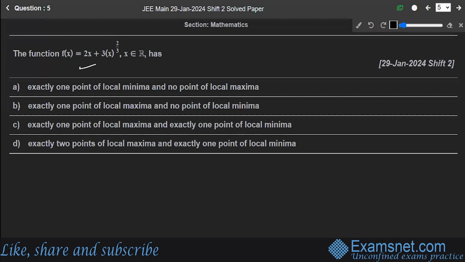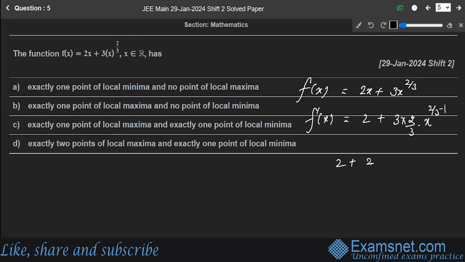Question number 5, the function f(x) is equal to this, where x belongs to the real numbers, has exactly 1 point of local minima, no point of local maxima. Basically, all the choices given to you in the question deal with the local minima and the maxima. So this is the function 2x plus 3x power 2 by 3. Let's find out the derivative of the function to go for the local minima and the maxima. This is 2 plus 3 into 2 by 3 into x power 2 by 3 minus 1, which will be 2 plus 2 into x power minus 1 by 3. 2 will be taken common, 1 plus this.